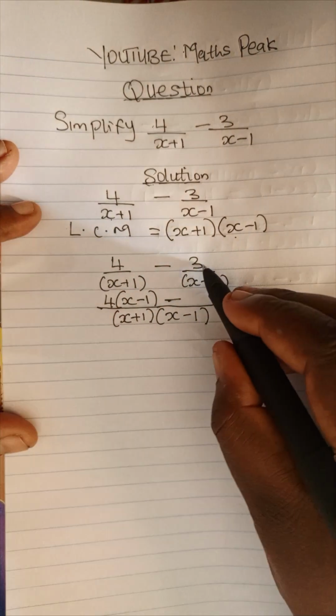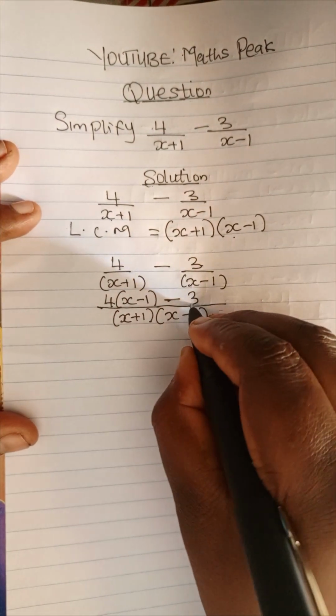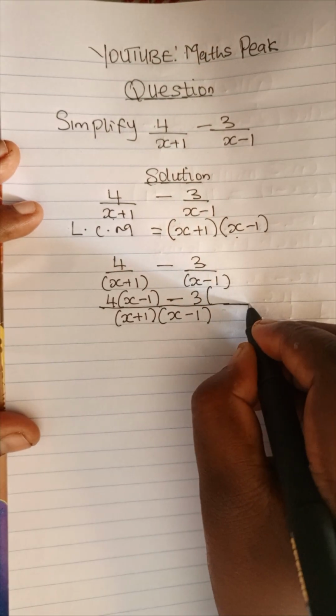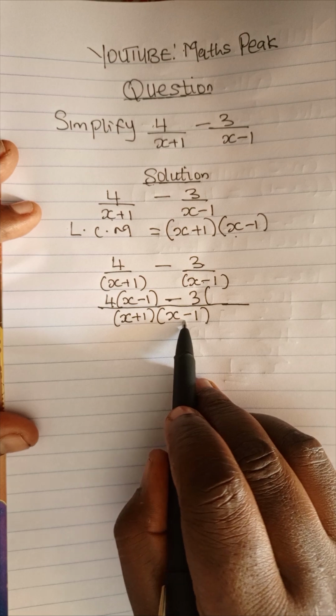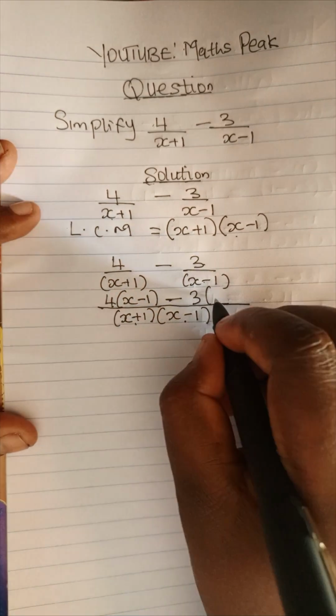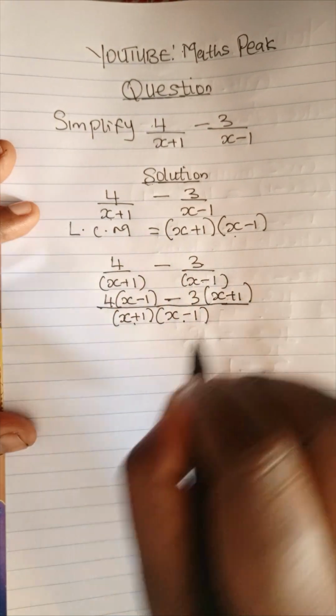let's do the other one. 3 is the numerator, you bring the 3 out, open brackets. Now we have x minus 1 here, x minus 1 here, so it will cancel. You are left with what? x plus 1. So x plus 1 in the bracket.